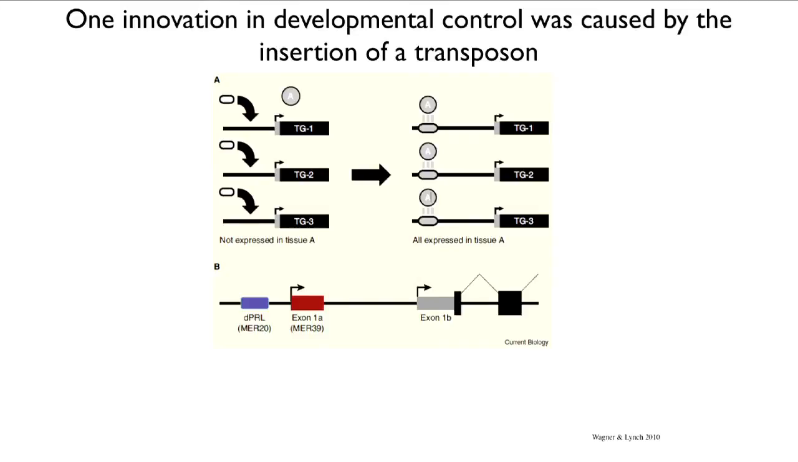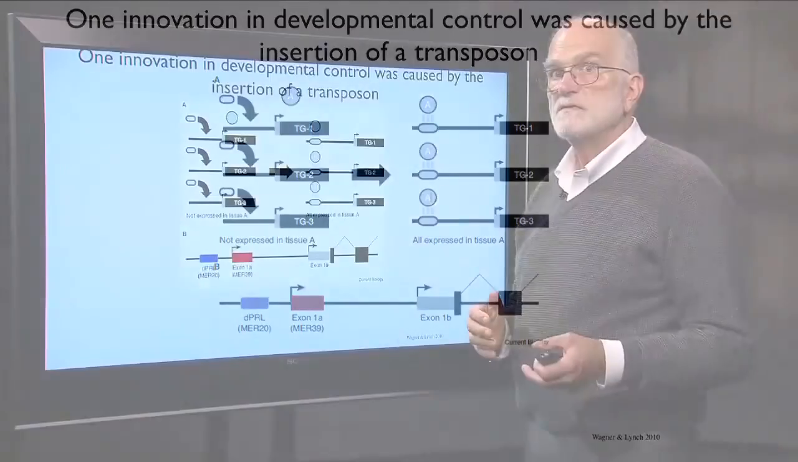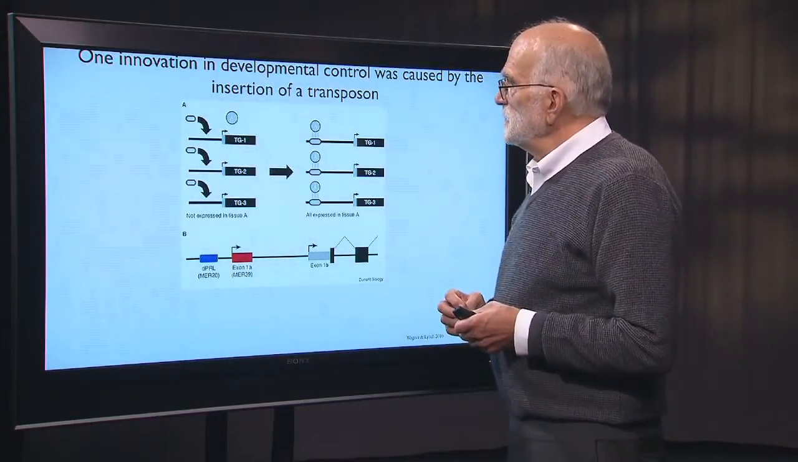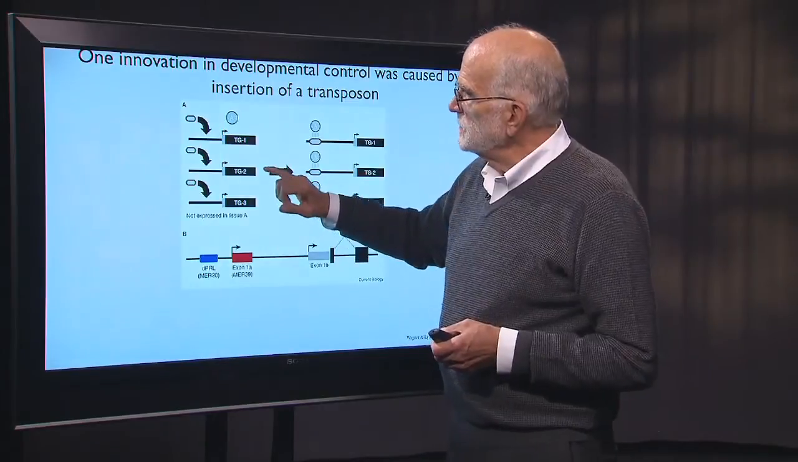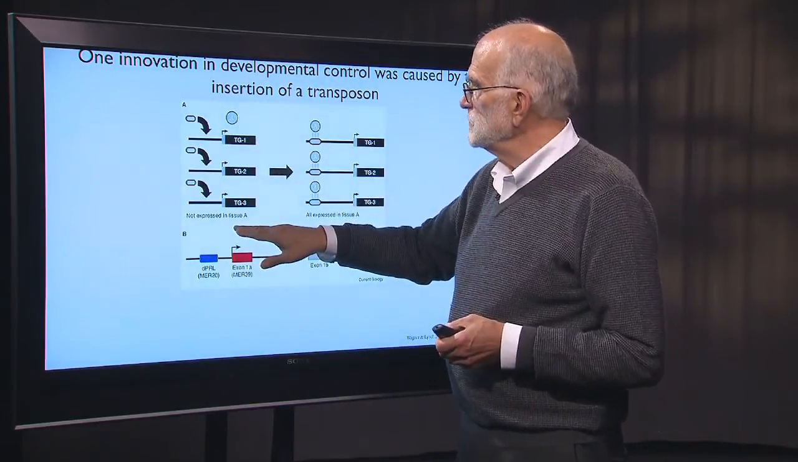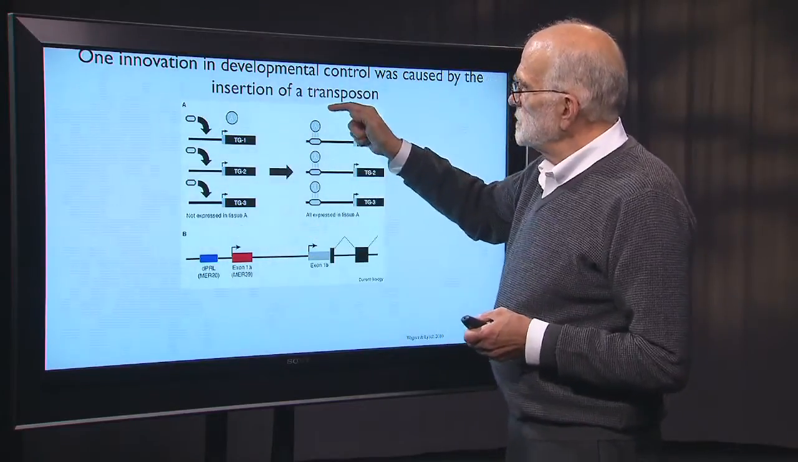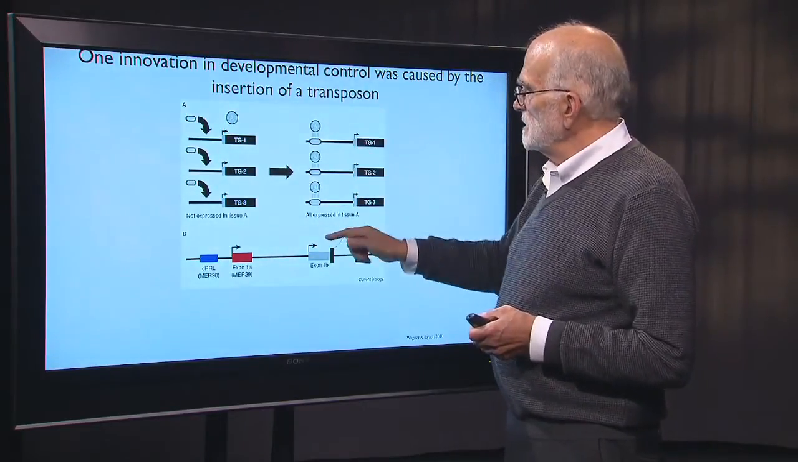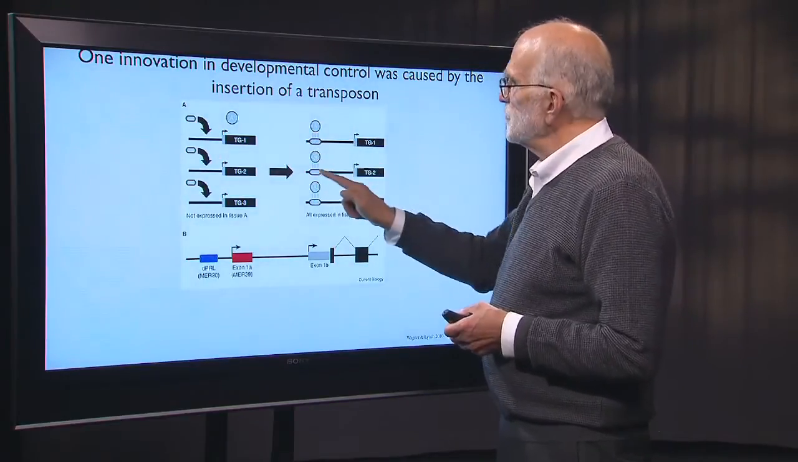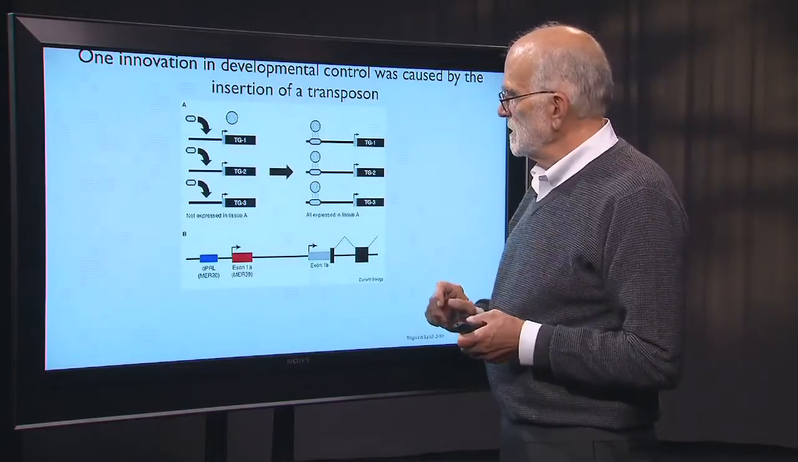One of the innovations, very interestingly, was caused by the insertion of a transposon. So transposons are jumping genes. They are derived over a long period of time from retroviruses. And if you start where you have a number of genes that are not being expressed in a tissue, and a transposon that is carrying a regulatory element jumps in, then it will turn on all of those tissues.